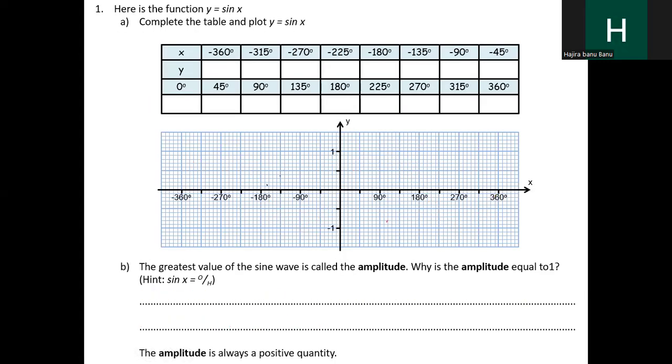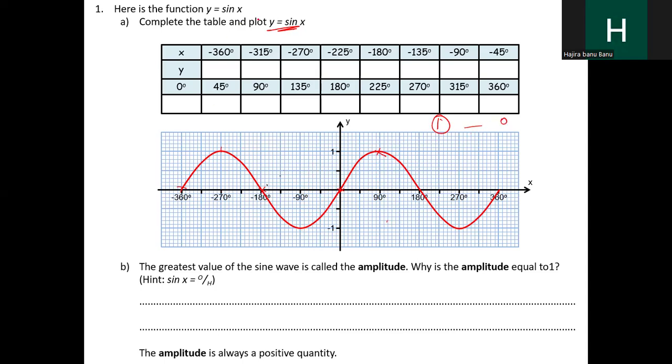Now we are going to draw the graph of y equals sine x first, before going to that question. When we are drawing the graph of y equals sine x, we can see for 360 the value of sine is 0. For 270 it's minus 1. For 180 it's 0. For minus 90 it is minus 1. For 0 it is 0. Then for 90 it is 1. So the maximum value of sine is 1, and the minimum value is minus 1, so all the values lie between minus 1 and 1.